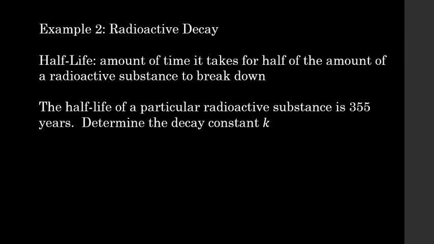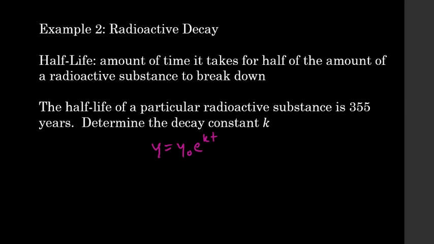So here's our problem here. The half-life of a particular radioactive substance is 355 years. Let's determine the decay constant k. So again, we are going to be working with that basic model, y equals y naught times e raised to the power kt. Now, just upon reading this question, it may seem like we don't have enough information to figure out this k value, but actually we do.